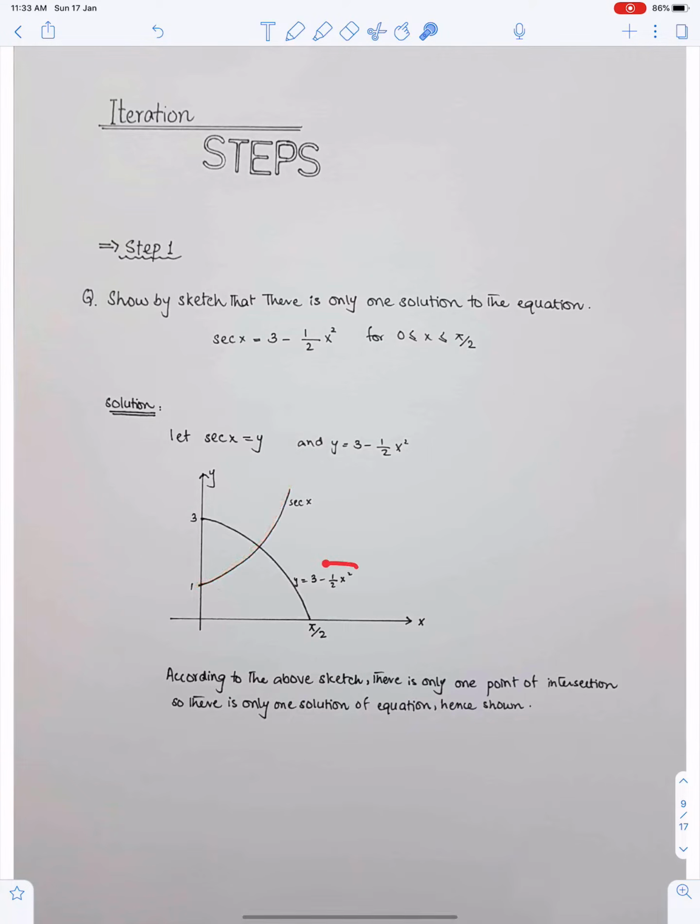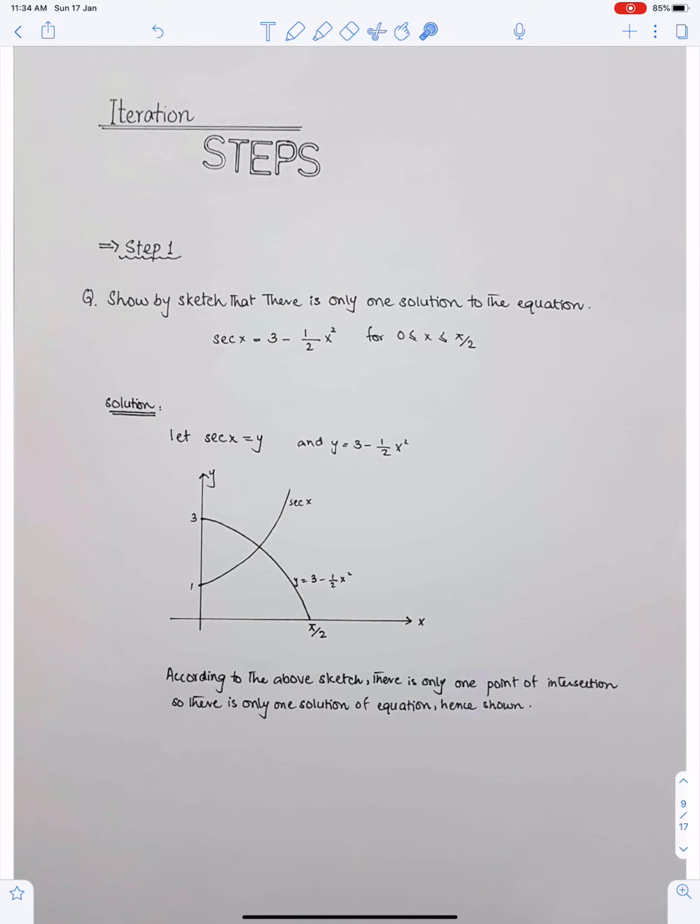and this is 3 minus half x squared. This is minus x squared, y equals minus x squared. Whatever the coefficient is, just leave it. 3 means y-intercept. If you put 0 here, you'll get 3. So (0, 3) is the y-intercept. This is the complete curve of y equals 3 minus half x squared. But since we have to sketch according to this domain, I only sketch this part, the right side.